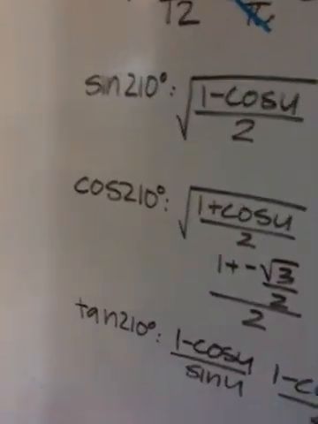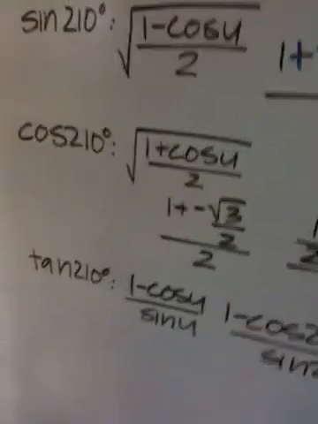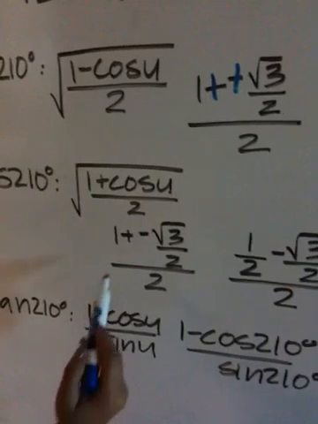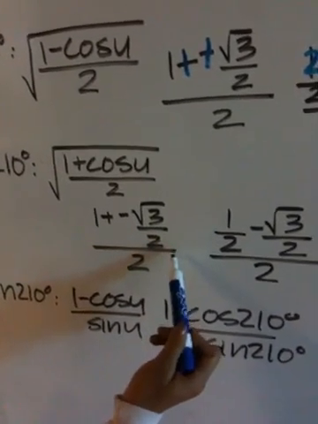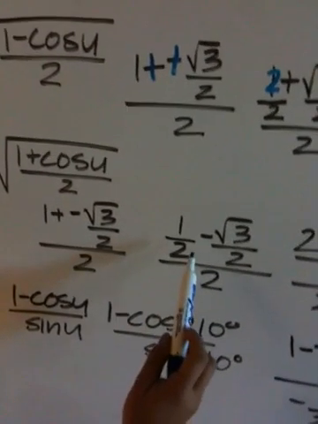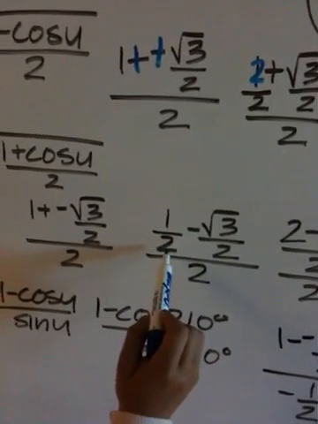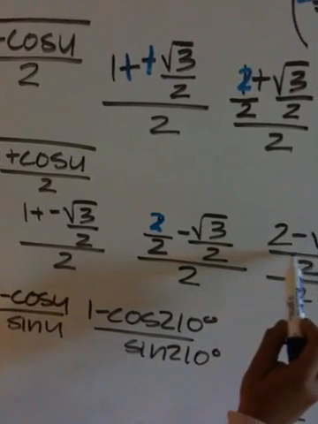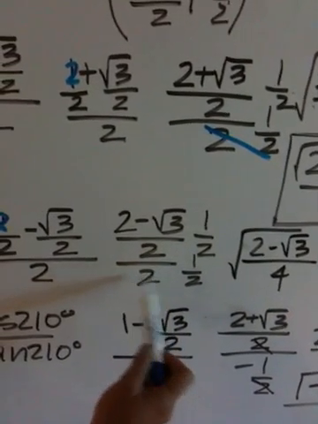And then for cosine, we're going to be using another half angle formula, which is 1 plus cosine of u over 2. So we plug it in again, and it's 1 plus negative radical 3 over 2, all over 2. We get 1, we're going to multiply these by 2 to get the same denominator, so it's going to be 2 minus radical 3 all over 2 divided by 2.